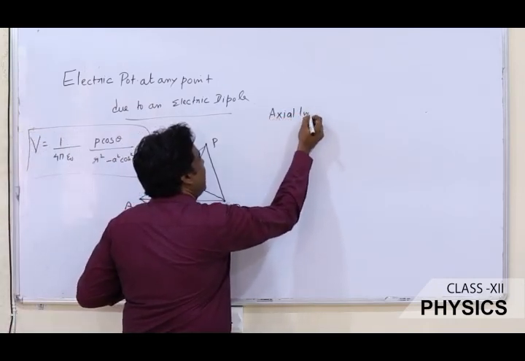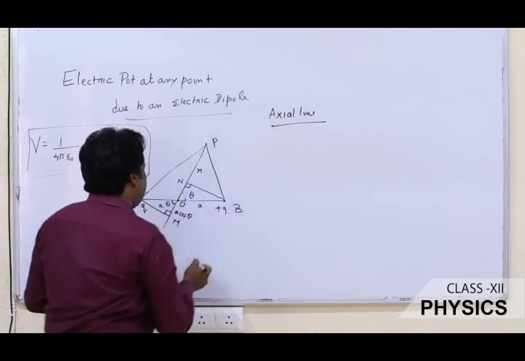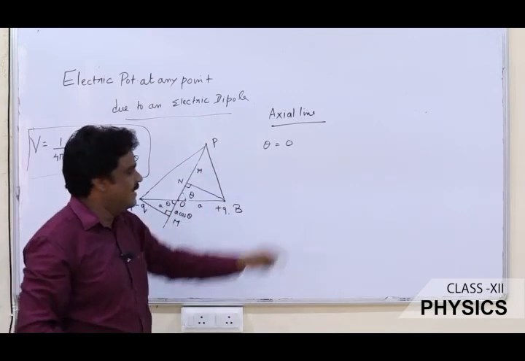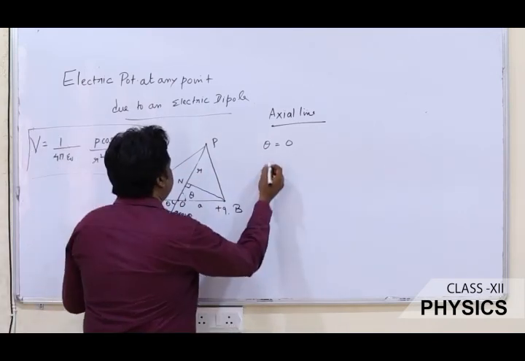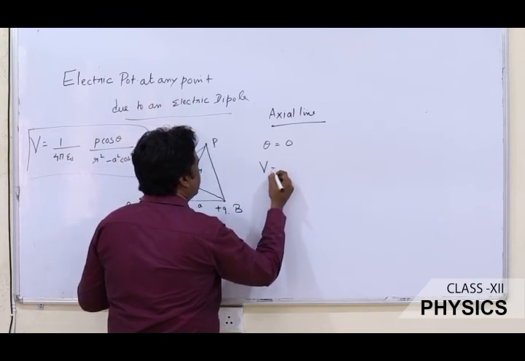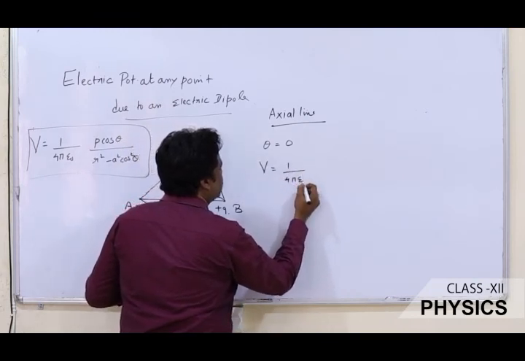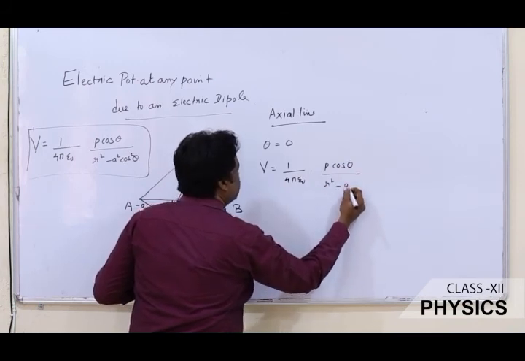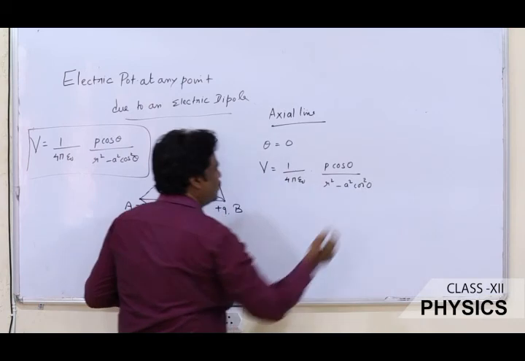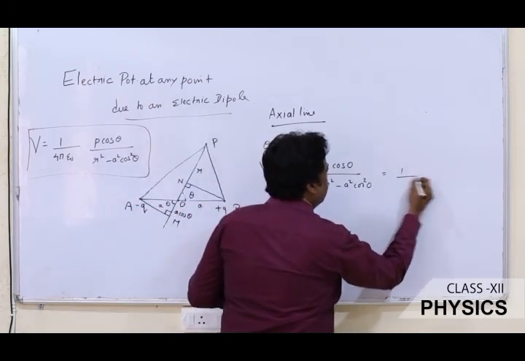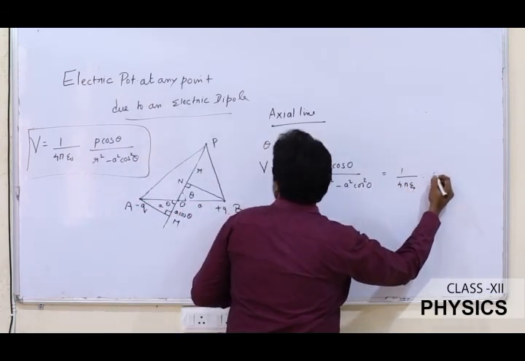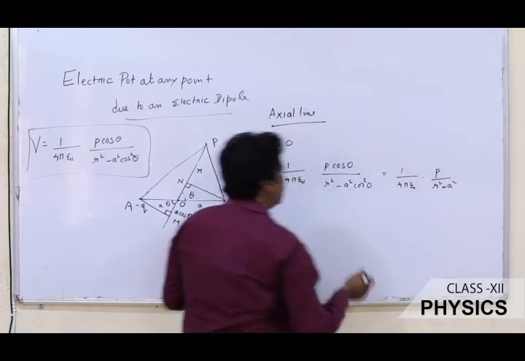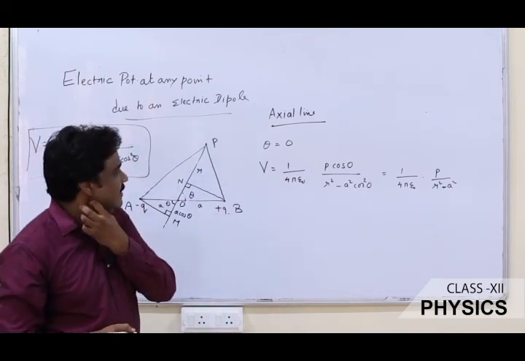So what is the axial line? Axial line means obviously theta will be 0. For the axial line of the dipole, if the point P is along the axial line, theta will be 0. So put theta equal to 0 in this equation. What I am getting is V is equal to 1 by 4 pi epsilon naught P cos 0 by R square minus A square cos square 0. You know cos 0 is 1. So what is left is 1 by 4 pi epsilon naught P by R square minus A square. This is the general form for the axial line at any point.